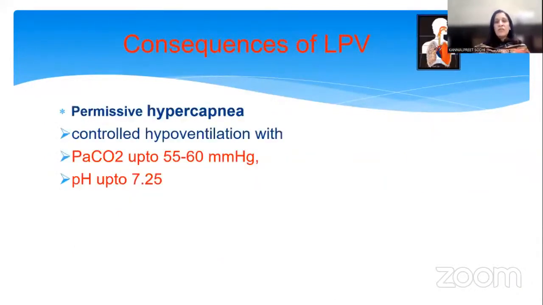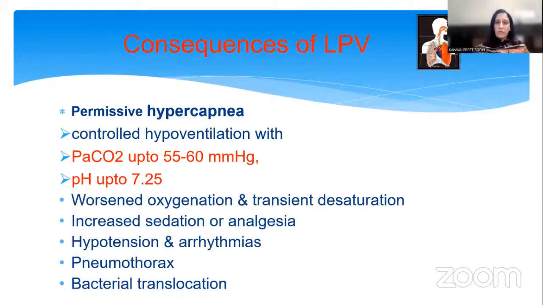Yes, the consequences of lung protective ventilation: permissive hypercapnia. We don't say that this is a consequence. This is actually because of the controlled hypoventilation we are doing with low tidal volumes. We can have PaCO2 levels up to 55 to 60 millimeters mercury. We have talked about the ARMA trial wherein it was shown that the mortality decreased despite the high PaCO2 levels and low pH. So the pH target with permissive hypercapnia is up to 7.25 and PaCO2 up to 55 to 60 millimeters mercury.